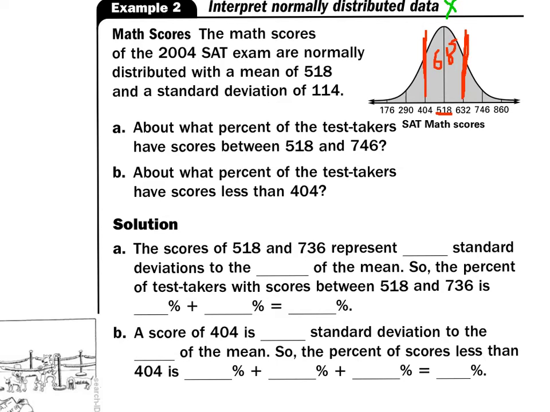What percent of the test takers on the SAT have scores between 518 and 746? Well, there's 34 in that first slot there, right? And there's 13.5 in the next. And so the scores represent 2 standard deviations to the right of the mean. And we're going to add 34% plus 13.5%. And we're going to get 47.5%.